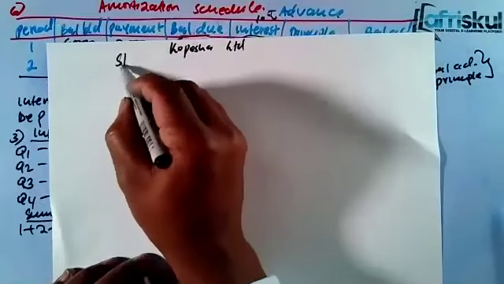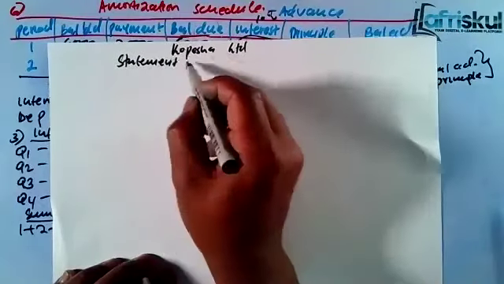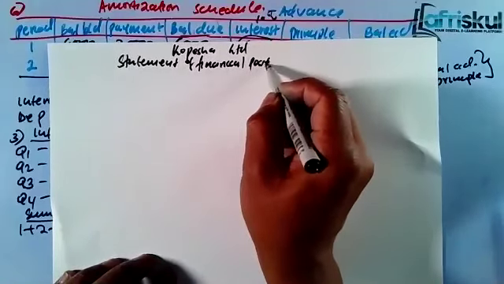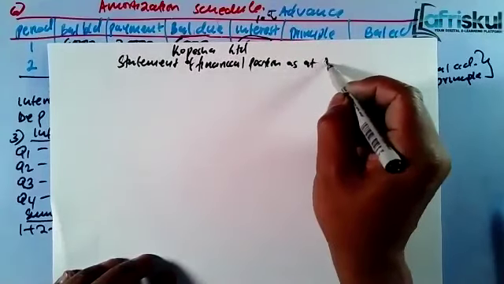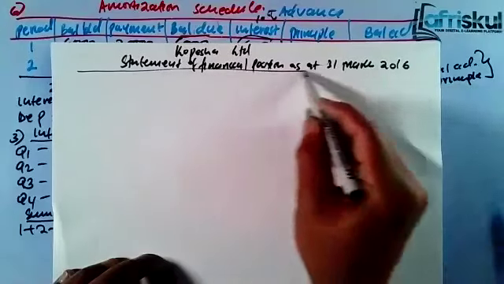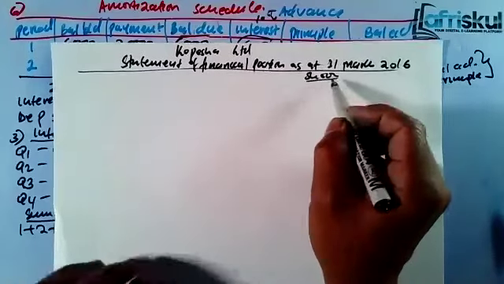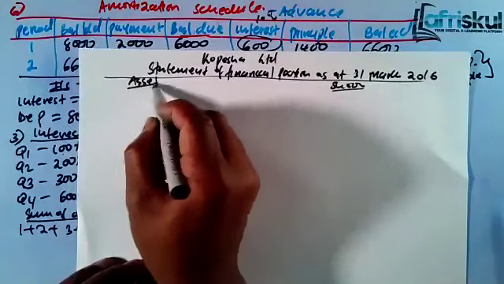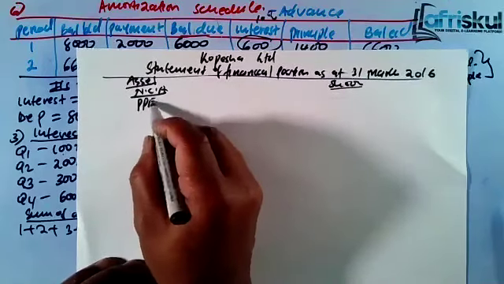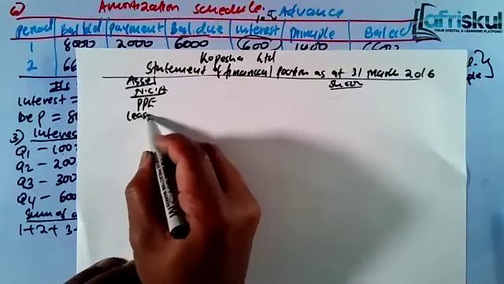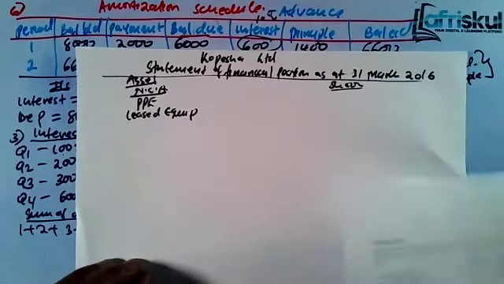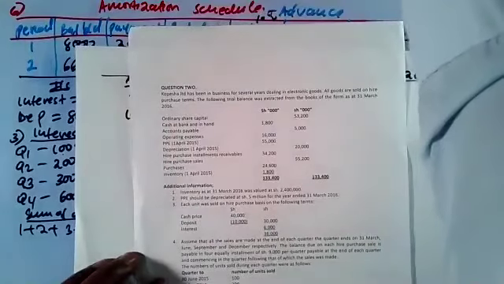Kopesha Limited. Statement of financial position as at 1st March 2016. So our shillings are in thousand. So under the assets, we start with the non-current assets. Kwa non-current assets, kulikuwa na PPE. And then there was leased equipment. You capitalize it. Now for that, tuenda kwa PPE, here from the trial balance.